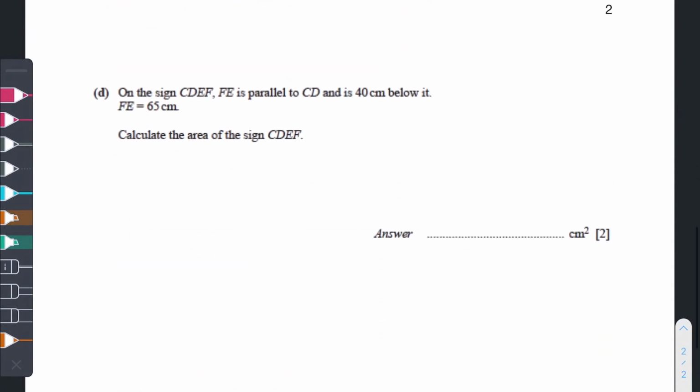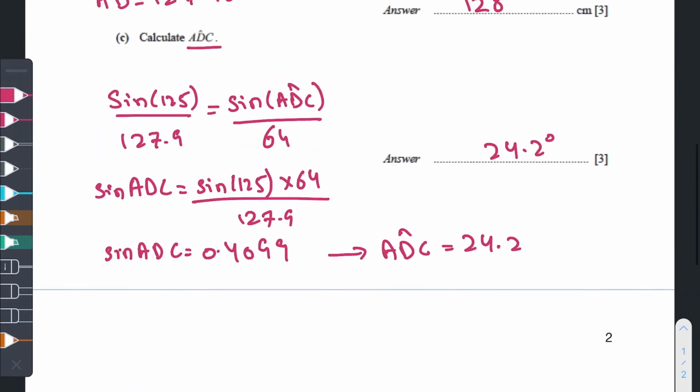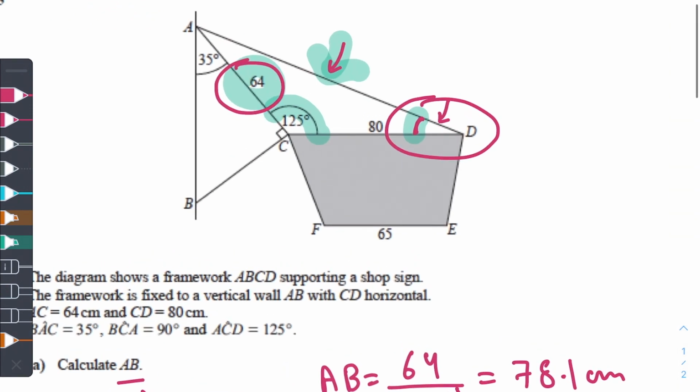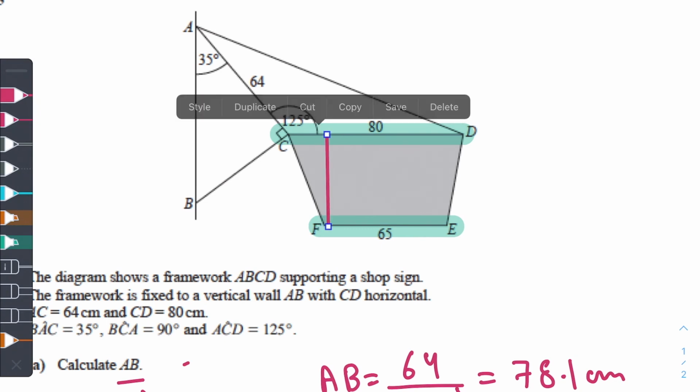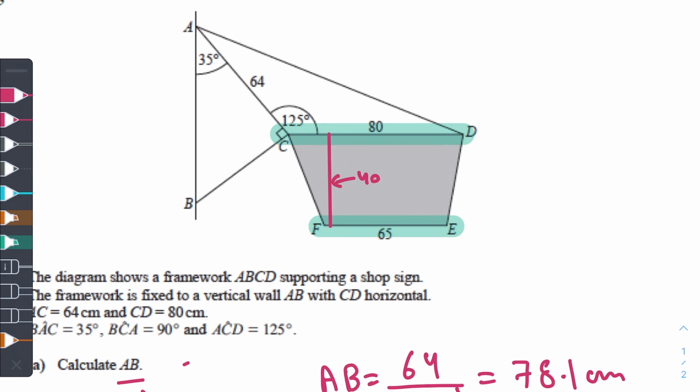The next part says, on the sign CDEF, FE is parallel to CD and is 40 centimeters below it. FE is 65. Okay, let's see. So first of all, let me remove all these marks for our understanding. So they're saying that this and this is parallel to each other. They also mentioned that these two have a distance between them of 40, oh, sorry, 40 centimeters. This is very simple. They're asking us to calculate the area of the sign. This is the sign. We need to find the area of the trapezium or the trapezoid.